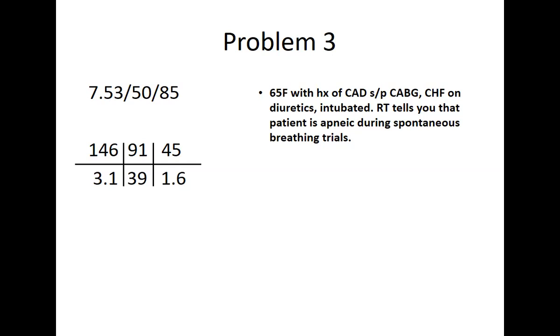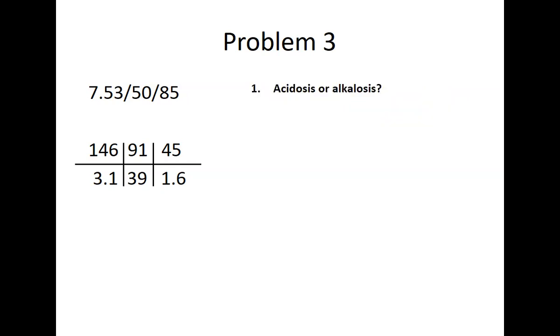This is something we see a lot in our ICU. Or we were consulted by the CCU. History of CAD, status post-CABG, CHF on diuretics, intubated. Respiratory therapy calls you and says the patient is apneic during spontaneous breathing trials. So, acidosis or alkalosis? Alkalosis, pH is greater than 7.44. Respiratory or metabolic?